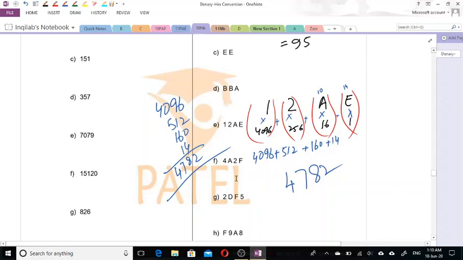We have two methods. In the first method, we convert the hexadecimal number into binary, and then binary is converted into denary. And in the second method, we use the place values. These are the place values.